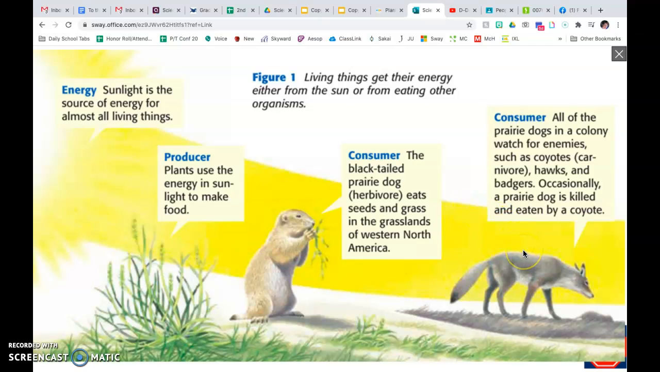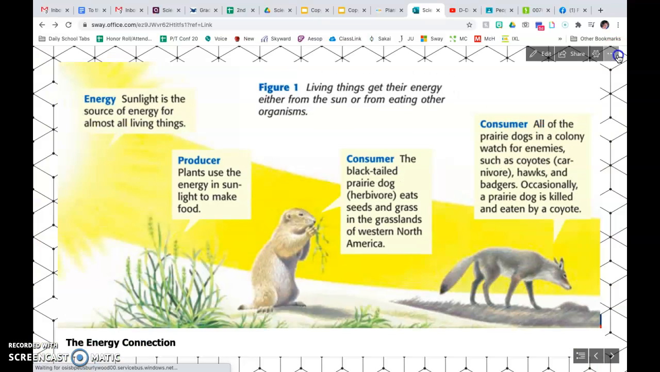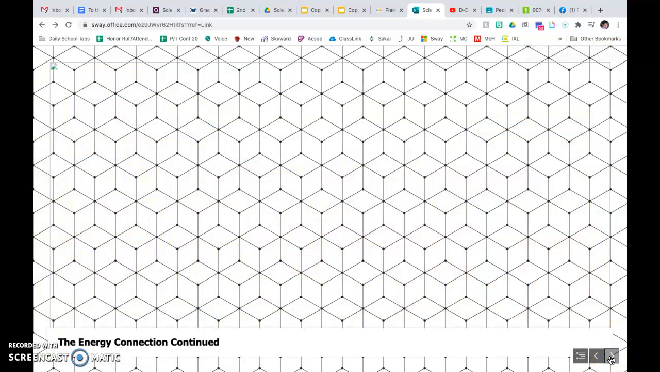And in this ecosystem, we would have a coyote, who is a carnivore, meat eater. All of these prairie dogs in a colony watch for their enemies, such as coyotes, hawks, and badgers. And occasionally, a prairie dog is killed and eaten by a coyote. Circle of life. It has to happen.